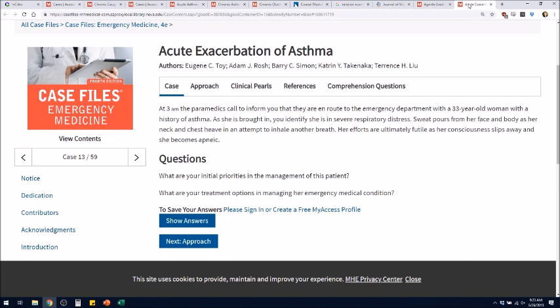So who's got an idea about what kind of paralytic you want to use? You want to use rocuronium? Why rocuronium? Okay, so I don't have to worry about malignant hyperthermia potentially.